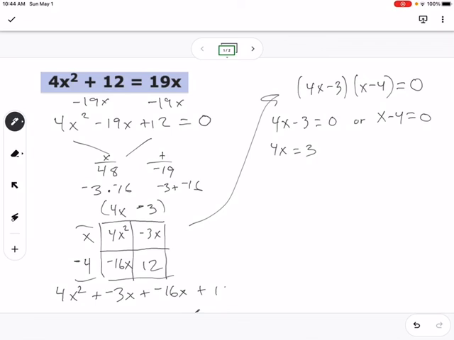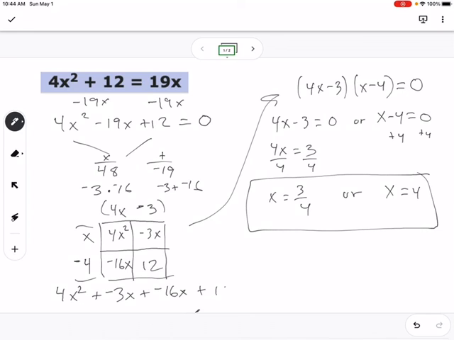So 4x equals 3. Then divide both sides by 4, and I get x equals 3/4. And then over here, that's an easier one. Add 4 to both sides. So x equals 4. And that is my answer.